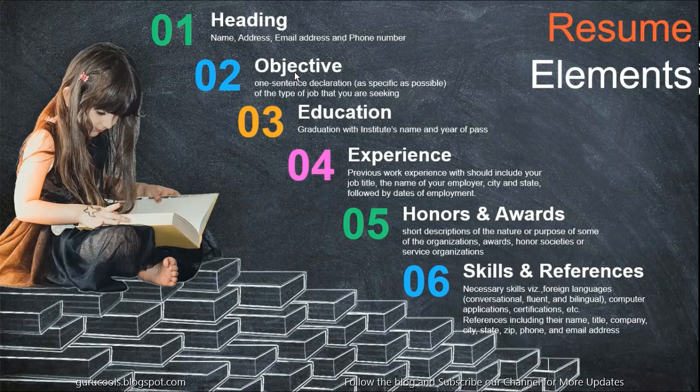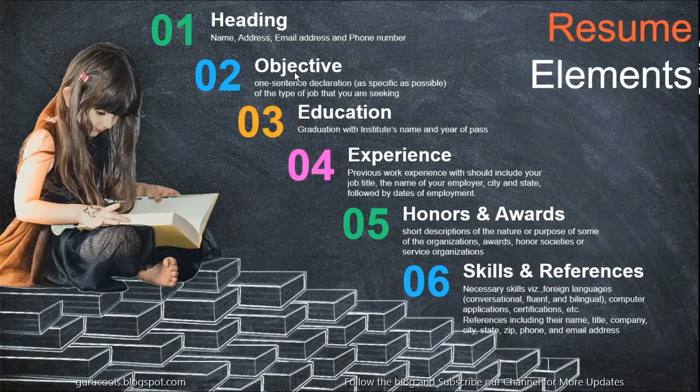So that is the second element. The third element is education. What are your educational qualifications? What you have studied, where you have studied, what are the percentages, the year of passing. So these are the things you have to include in your education.